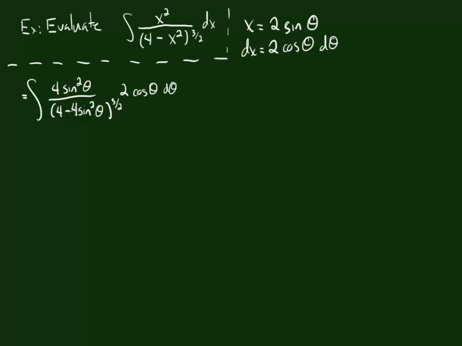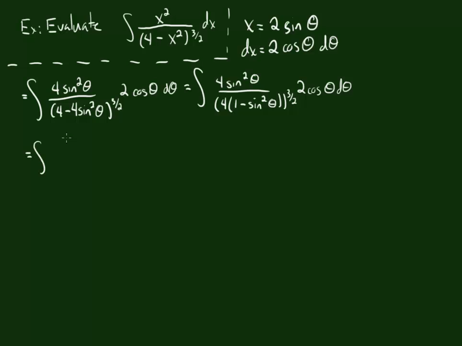We already know something's going to happen down here with this 4 minus 4 sine squared of theta. So an easy way to see this, we'll just write the rest of it down. We can factor a 4 out, and after we factor a 4 out, we're left with a 1 minus sine squared. This is one of those common Pythagorean identities that we want to remember. We know that 1 minus sine squared is equal to cosine squared.